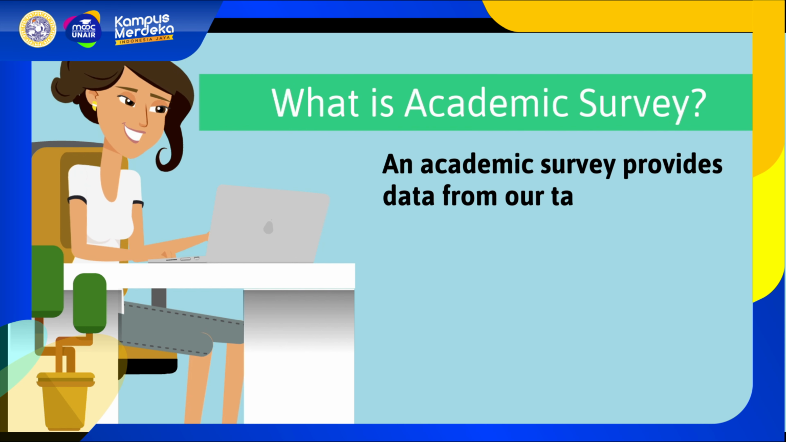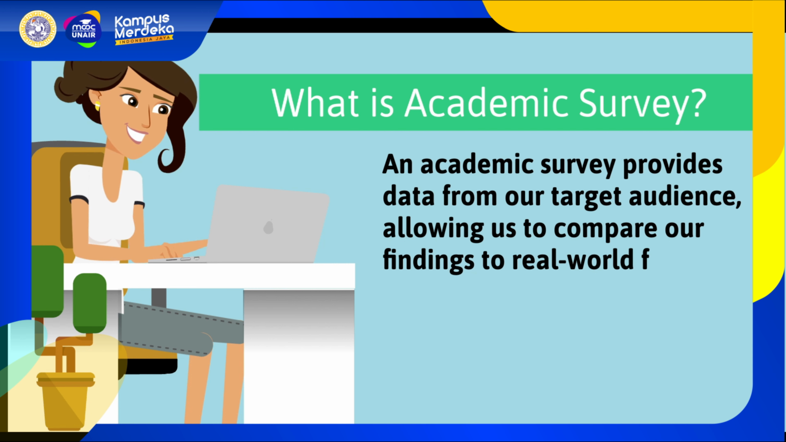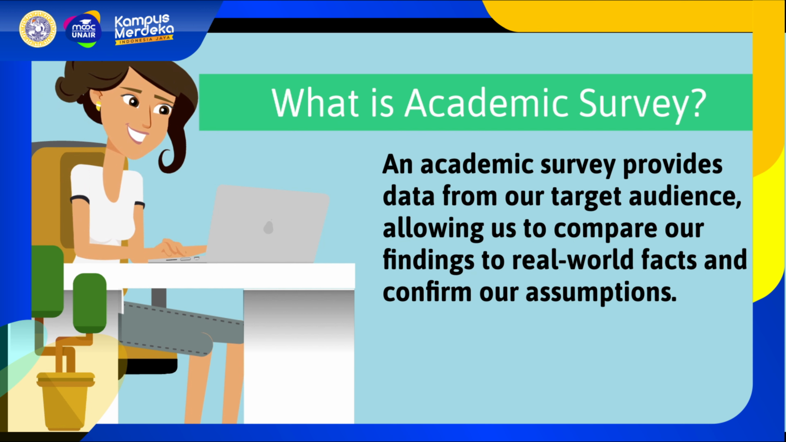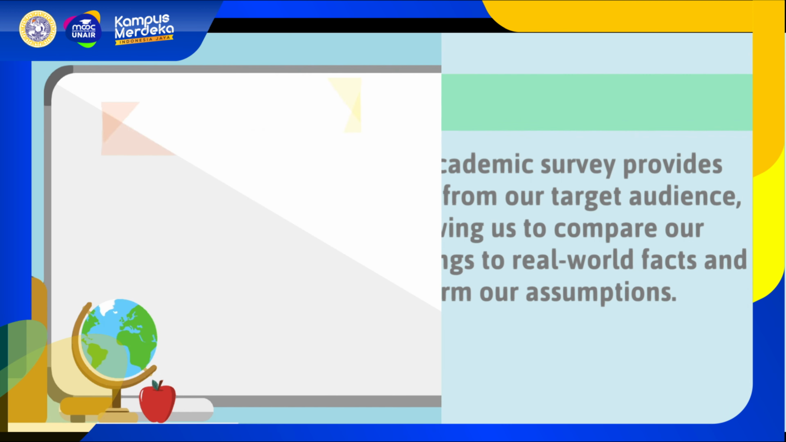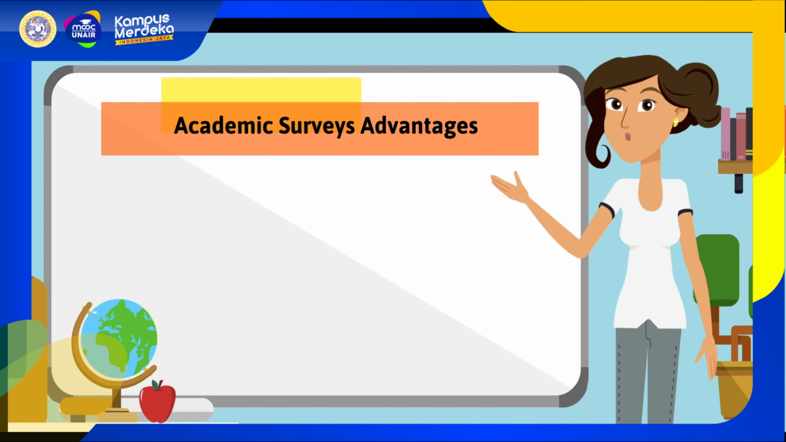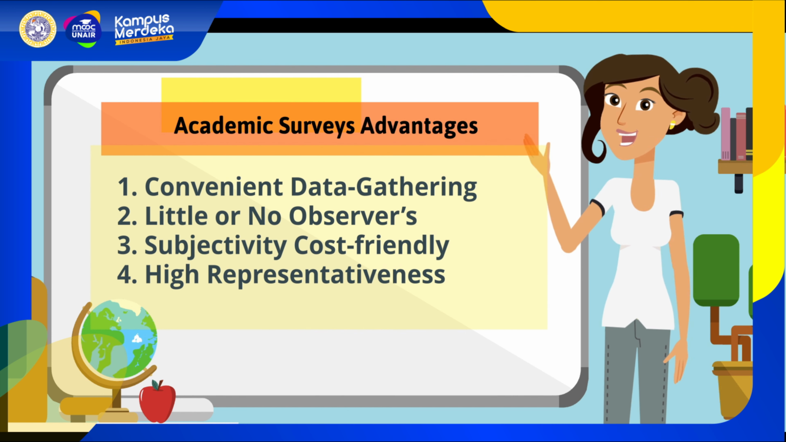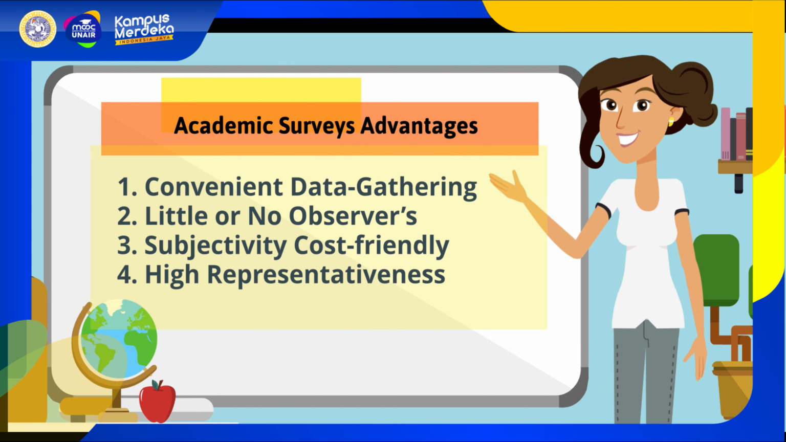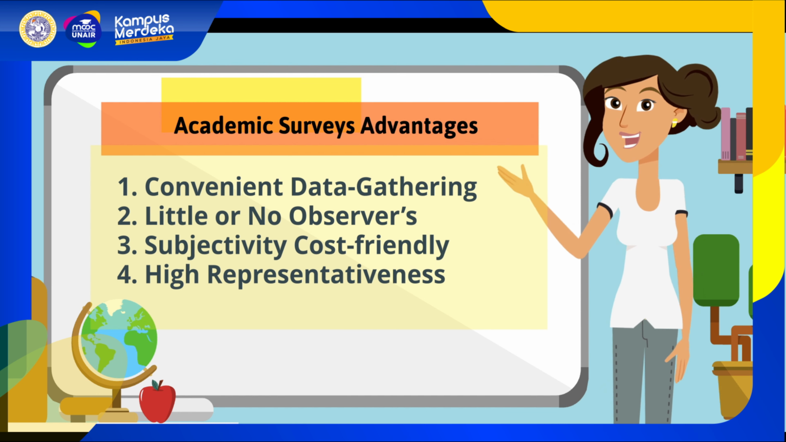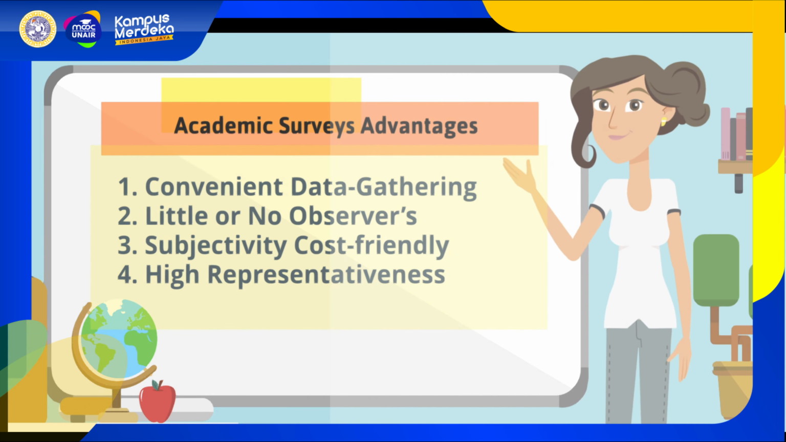An academic survey provides data from our target audience, allowing us to compare our findings to real-world facts and confirm our assumptions. Academic survey advantages. Of course, when doing academic surveys, we will get the advantages. Number 1, convenient data gathering, little or no observer subjectivity, cost-friendly, and also high representativeness.